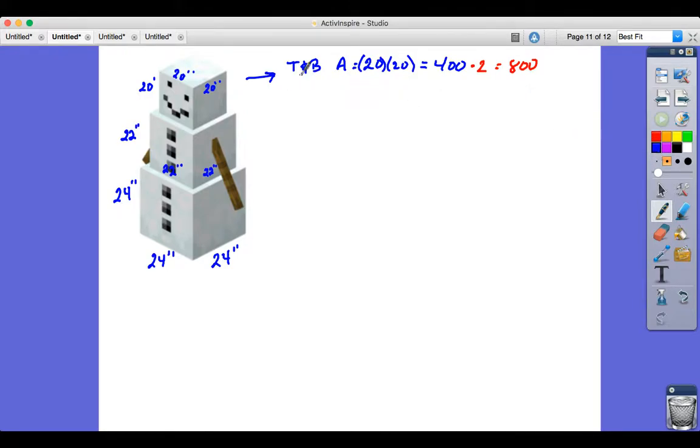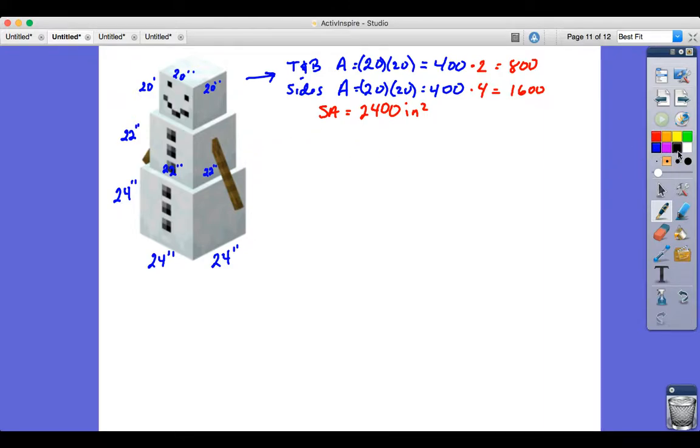And it's going to be the same for all the sides. Since all the sides are the same, we're just going to go 20 by 20, which is another 400. But here I have 4 sides that are the same, which is going to give us 1600. Okay, so the surface area of the top is going to be 2400 inches squared. This only works because it's a cube, because every side is the same.